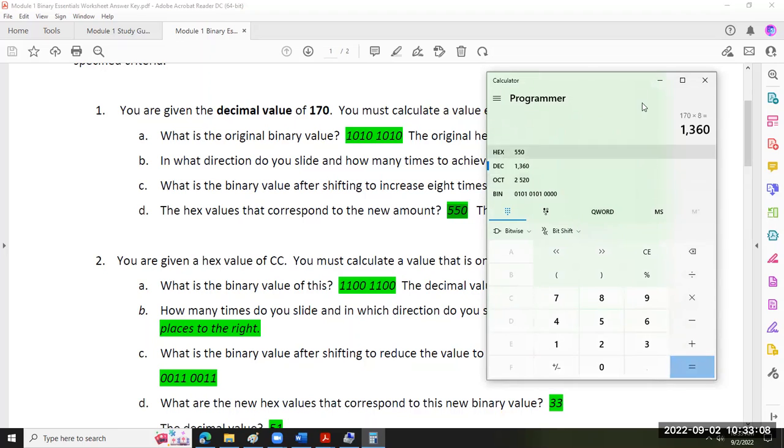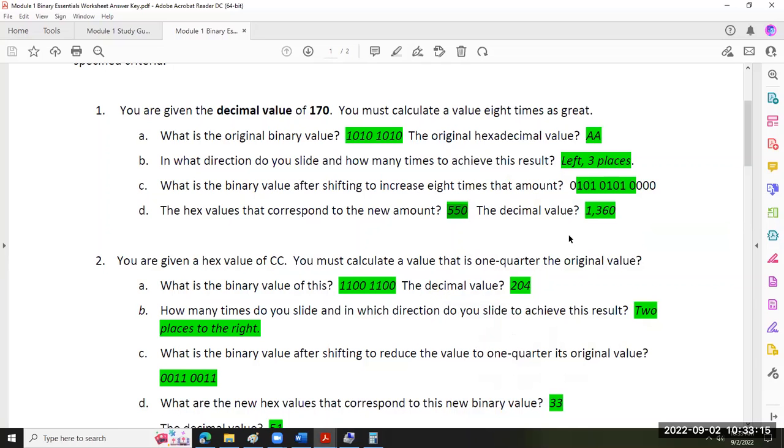Bingo, 1360. What's the hex value? 550. Well, how did I come up with that? Or more importantly, and this is really the point, how does your computer do some of its bit-level operations? Now, if you start to think in binary terms and you start to understand this, the sky's the limit.